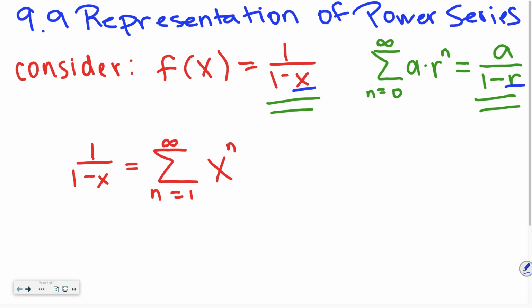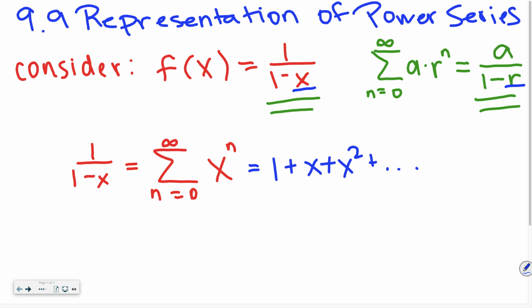Okay, so this power series is what you plug in. Why doesn't n start at 0? It should. That's what I was contemplating just now. So this is 1 plus x plus x squared, and so on.